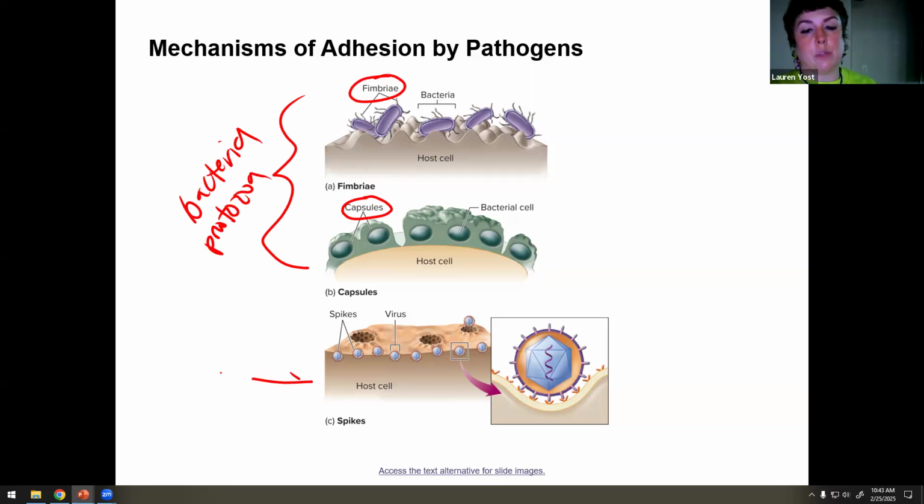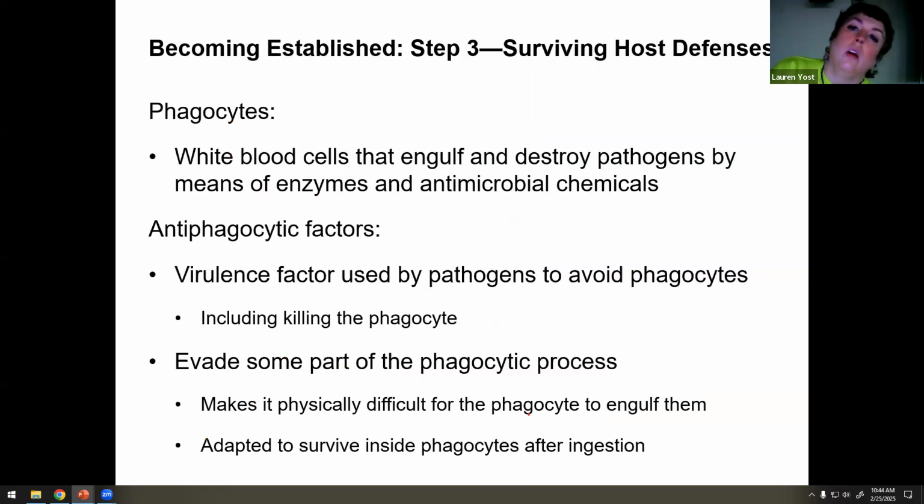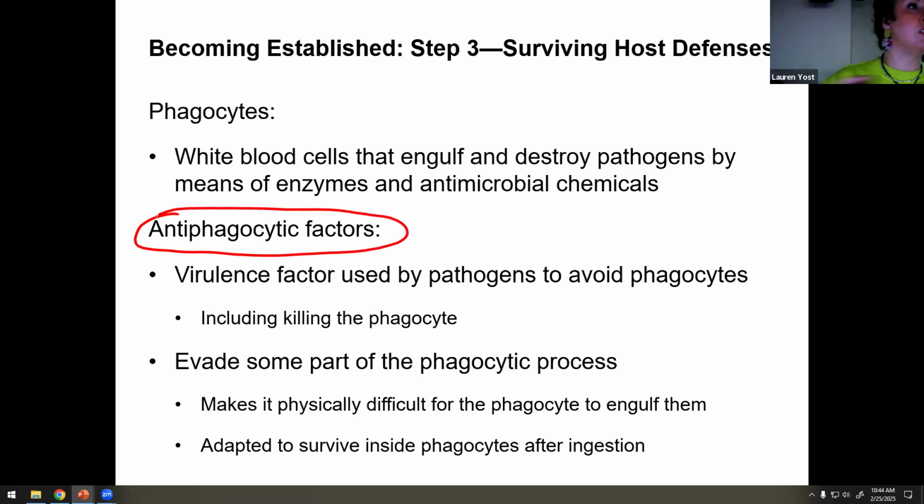And then down here we have our spikes for our viruses. The spikes will basically dock with their appropriate docking molecule, like the key into the lock sort of situation. All right, then we have to survive our phagocytes, our white blood cells that are constantly going around in our immune system trying to eat up any waste or foreign material and digest it down. Anything that helps an organism avoid either being phagocytosed or being destroyed after phagocytosis, these are called anti-phagocytic factors.